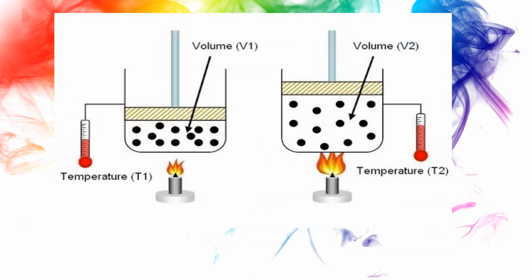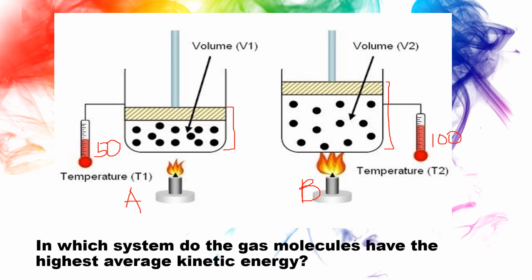So we also have here two situations. On situation letter A, the temperature is half. Let's say this is 50 degrees Celsius. At 50 degrees Celsius, the volume is like this. It's half the container. On letter B, the temperature was increased. Let's say it was increased to 100 degrees Celsius. As you can observe, the volume is like this. It was doubled.